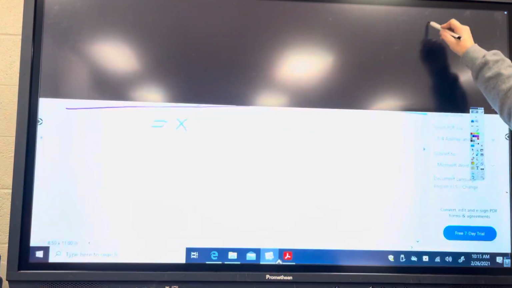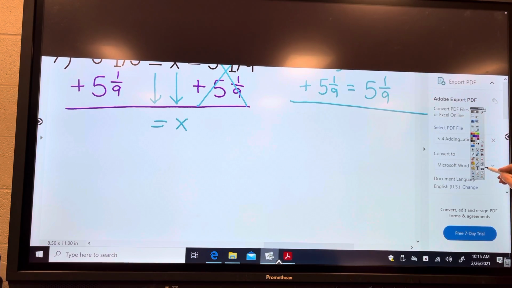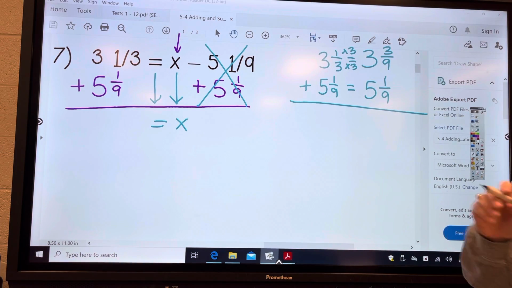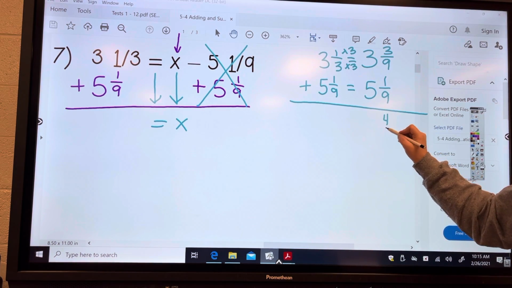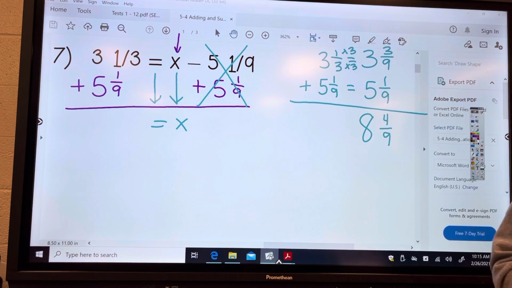My bottom one, do I have to do anything to the bottom one? Nope. What operation are we doing? Addition. 3 plus 1 is 4. Keep my denominator. 3 plus 5 is 8. So your answer should be 8 4/9. I want you to work on number 8 by yourself.